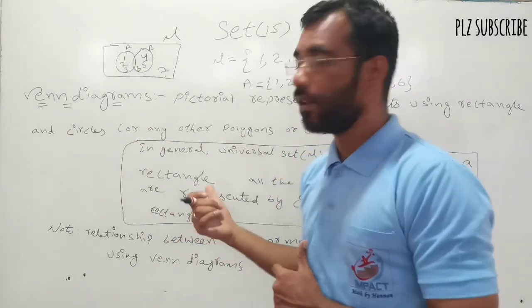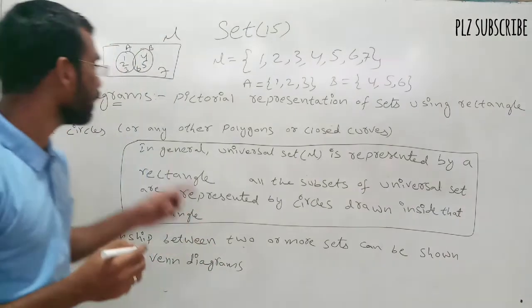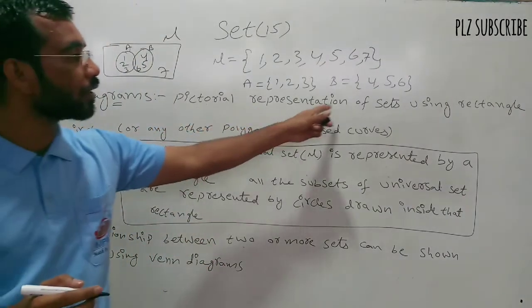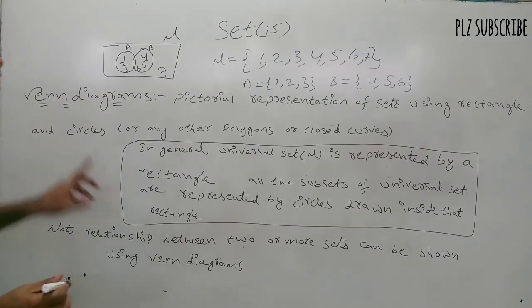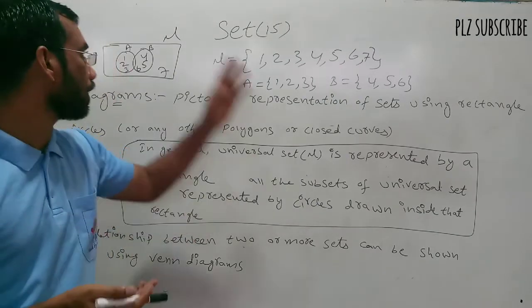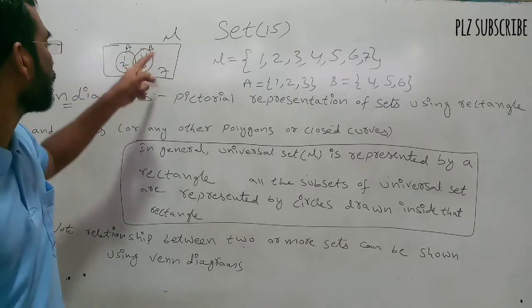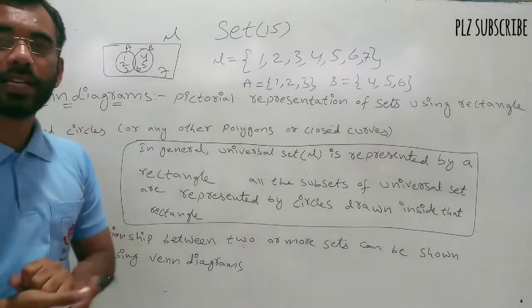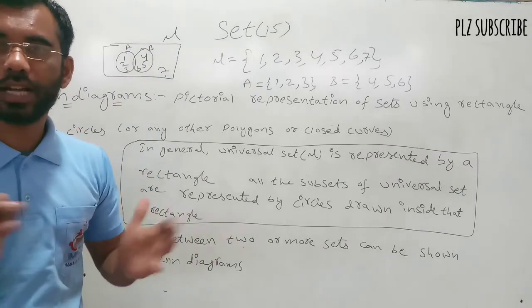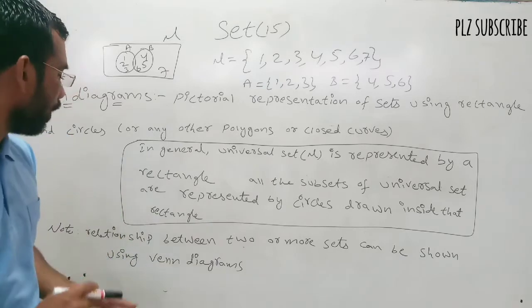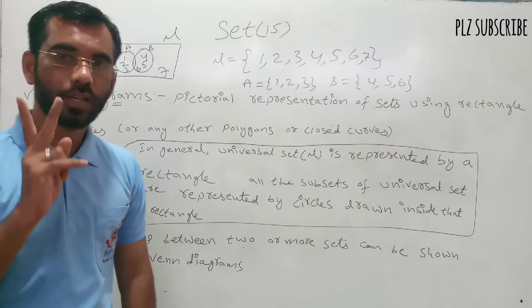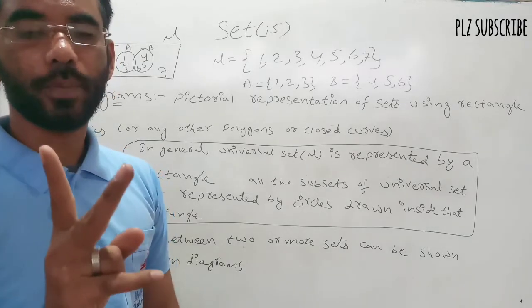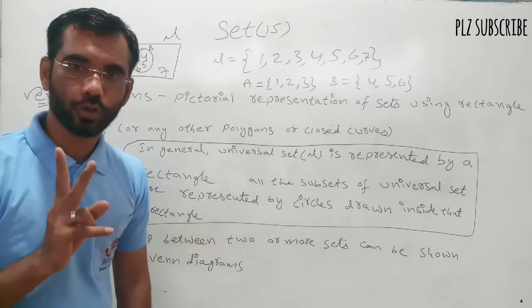Taken circles. What is the definition saying? Pictorial representation of sets using rectangle and circles. Here, one rectangle and circles. The rectangle is mu, and the circles are set A and set B. Now, a relationship can be shown with two sets. It should not be less than two. At least it should be two.